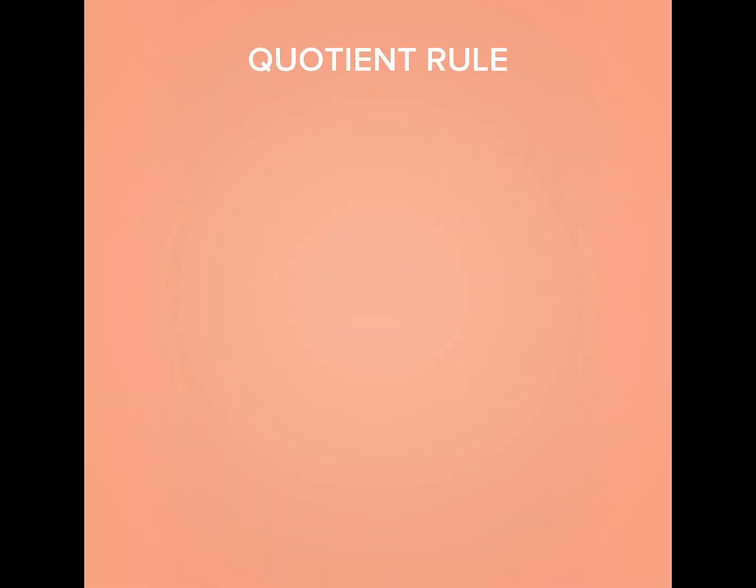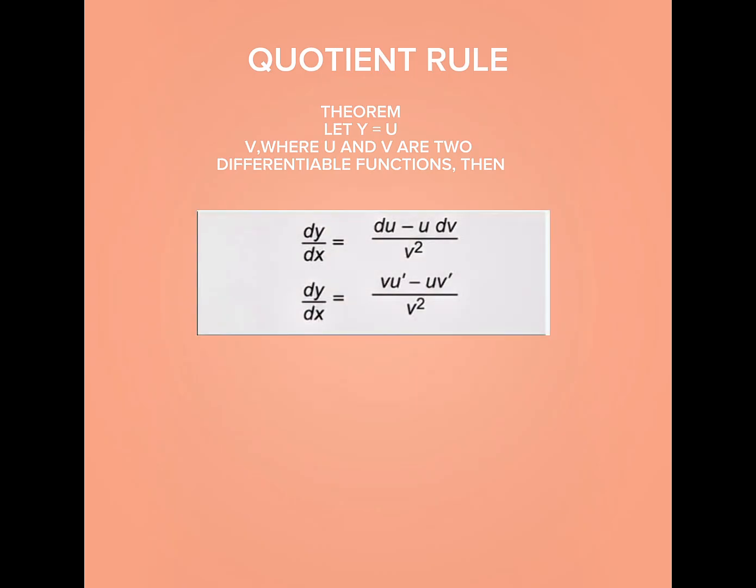Let's go through the last technique, which is the quotient rule. Let's say we have two functions, where u is the function of the numerator and v is the function of the denominator. This is where the quotient rule comes in. And this is the formula. We will go through step by step. First, find the derivative. Second, apply the quotient rule. Third, simplify. And that's our derivative.